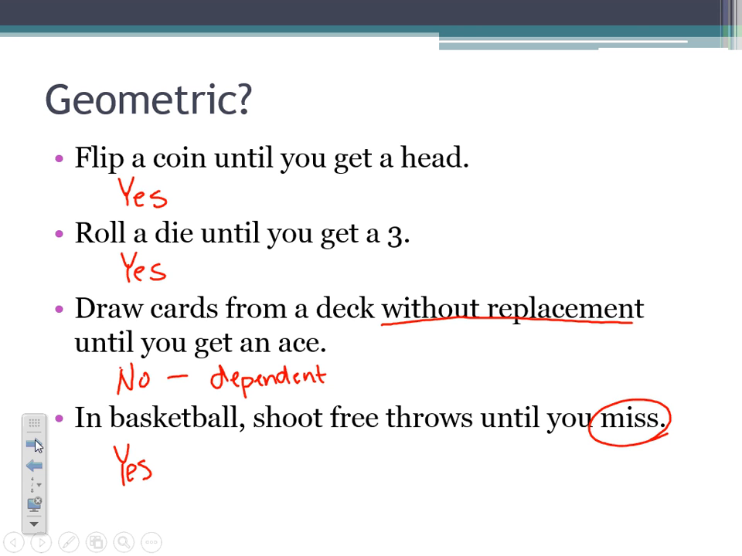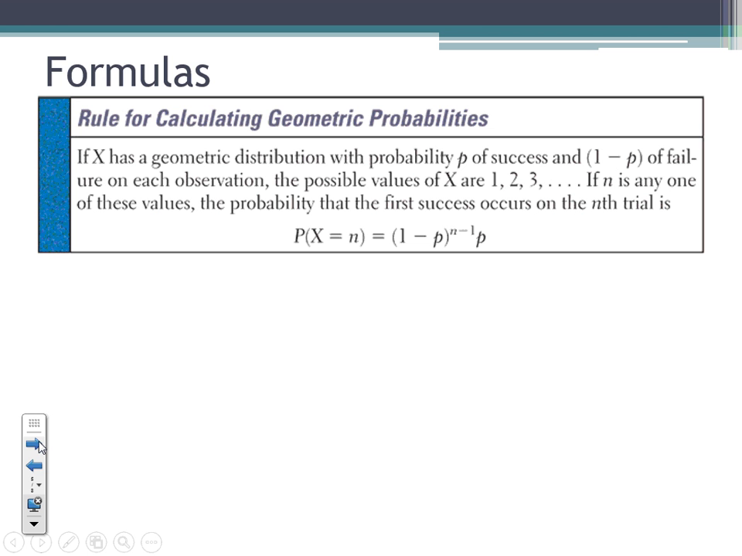Okay? So once we can recognize when something is geometric, then we have a set of formulas that we can apply to help us out with that. Okay? So this is our formula for a geometric situation. And what's important to recognize here, again, if we go back to the very first slide of this presentation, we didn't need a formula to calculate the probability. We could use common sense, okay? And that's what this formula is illustrating.